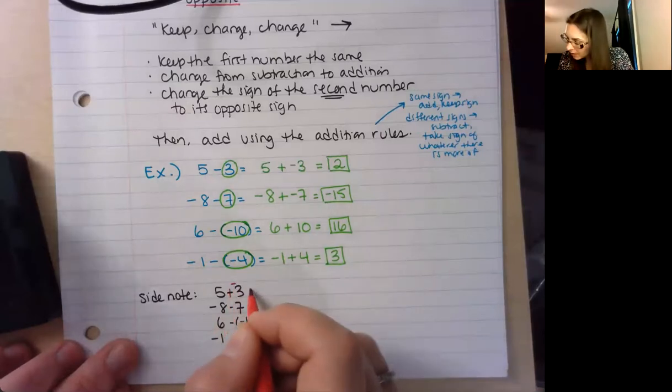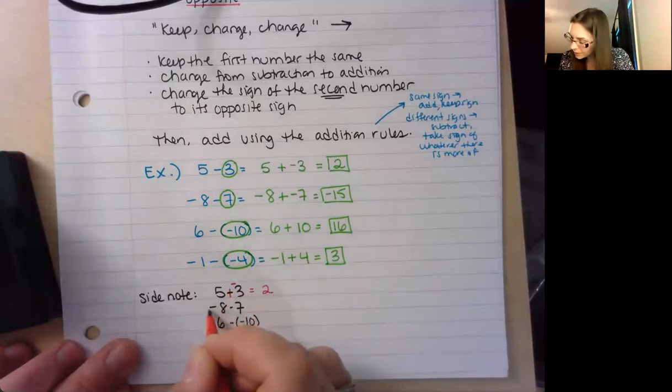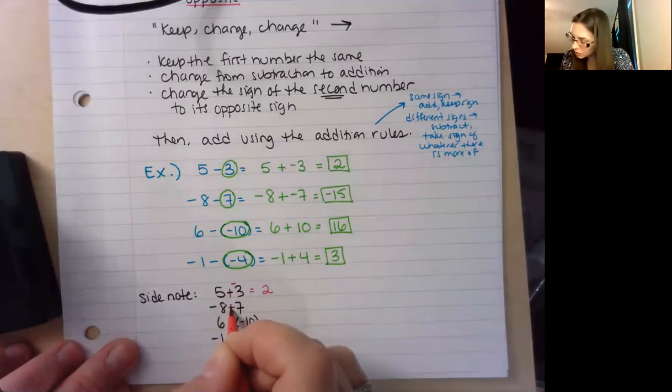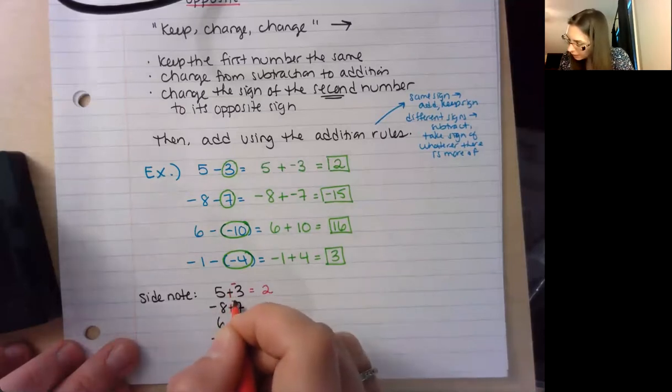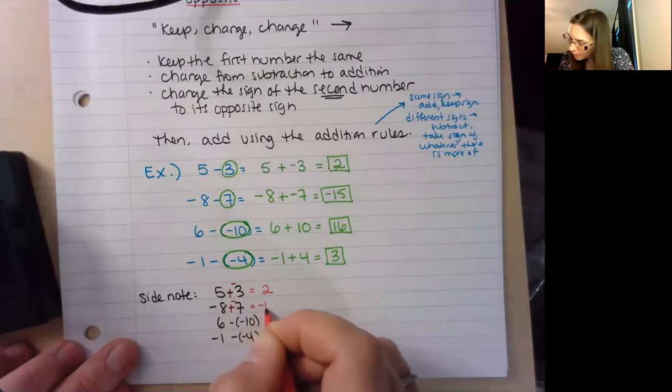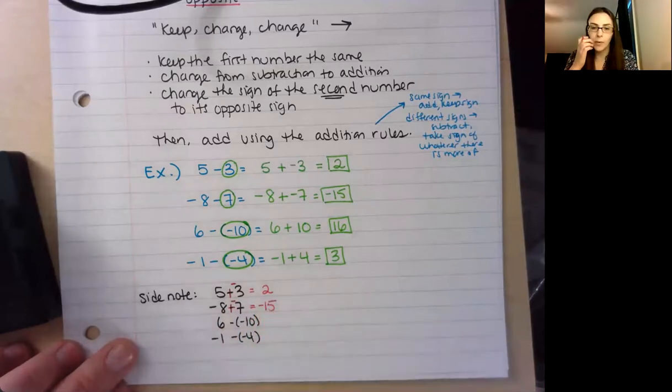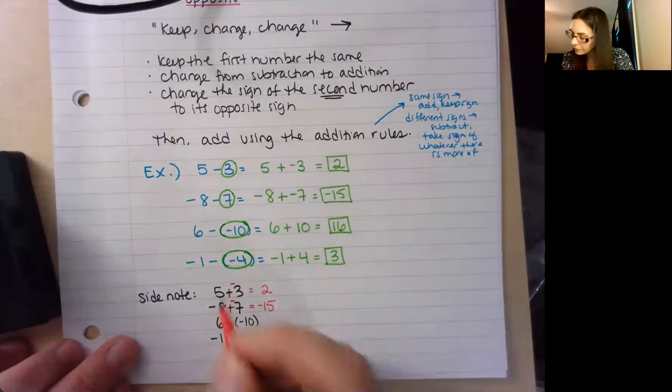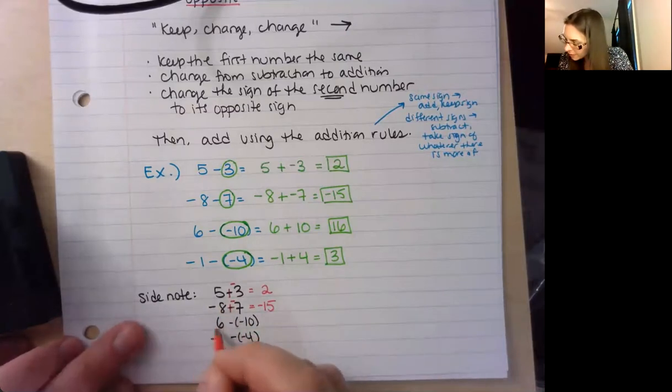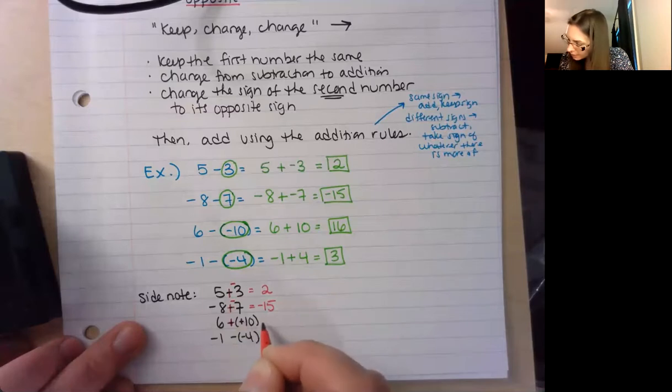And then again, you still get 2. Keep the first the same, change it to addition, and make the 7 a negative. So instead of rewriting the whole problem, I'm just changing the problem right on top of it. Here, keep the first number the same, change to addition, and make this -10 a positive.